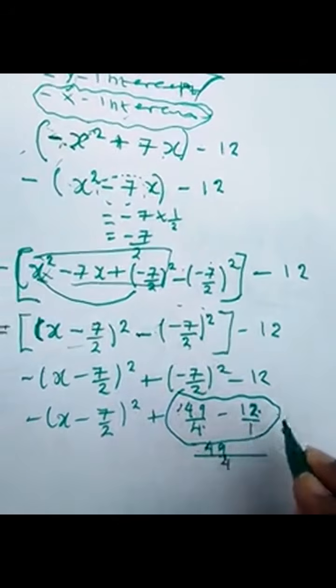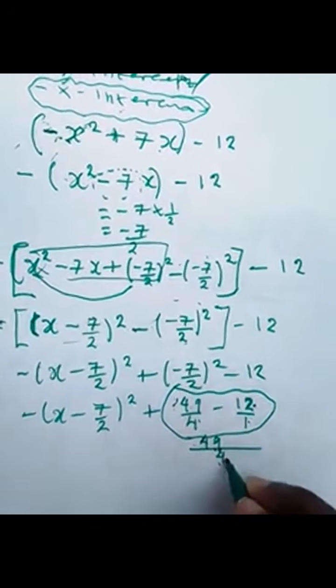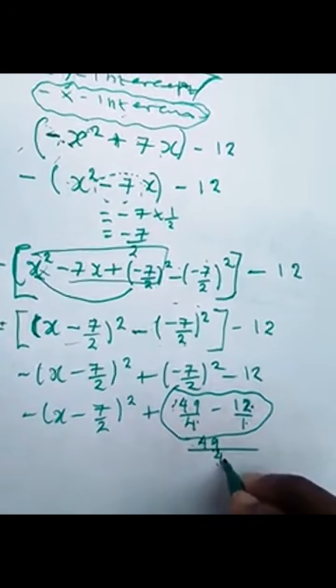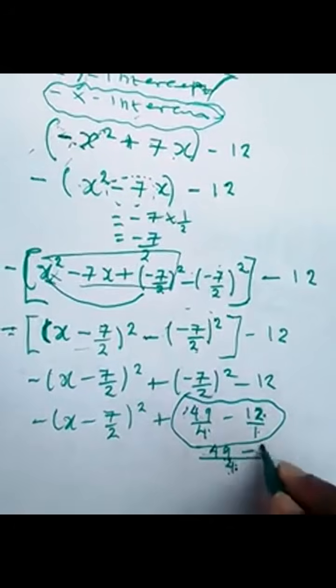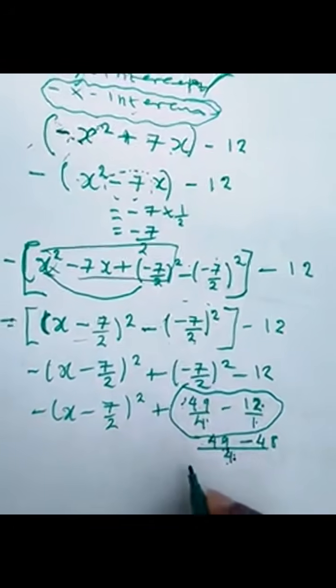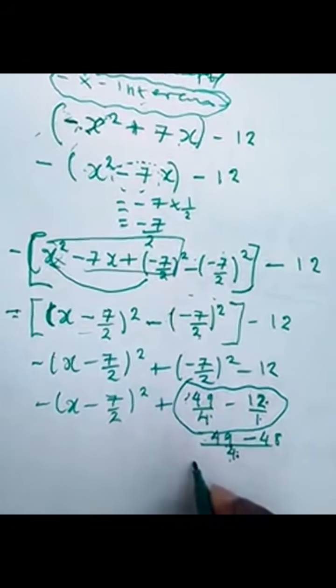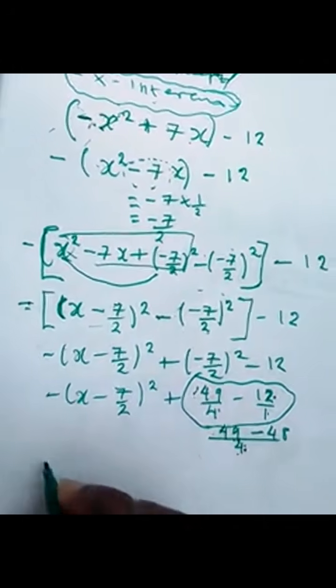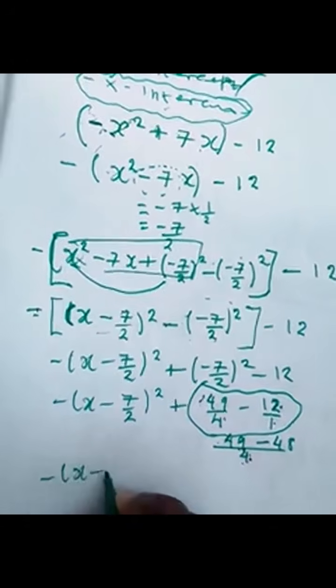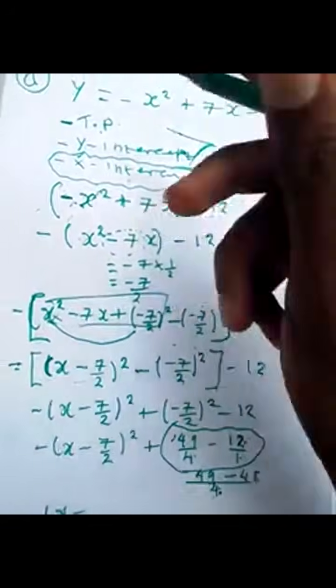This into this, it is 4, right? 4 times negative 12 is going to be negative 48. So when you simplify, you're eventually going to end up with x minus. So right now, this whole procedure, I'm trying to find the turning point.